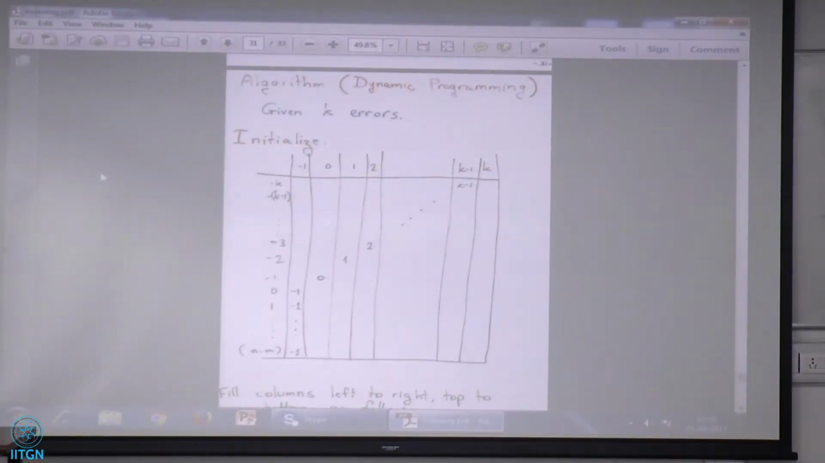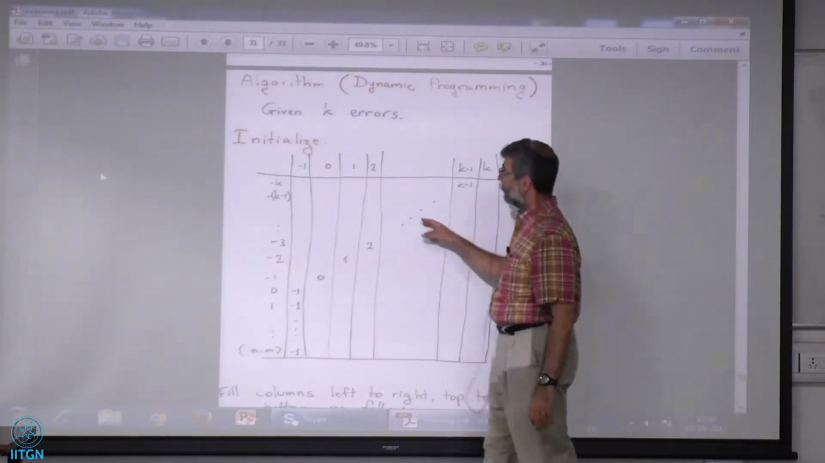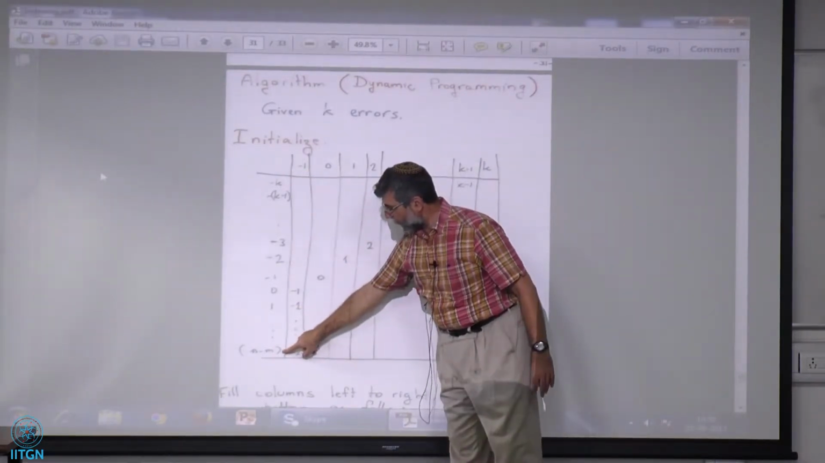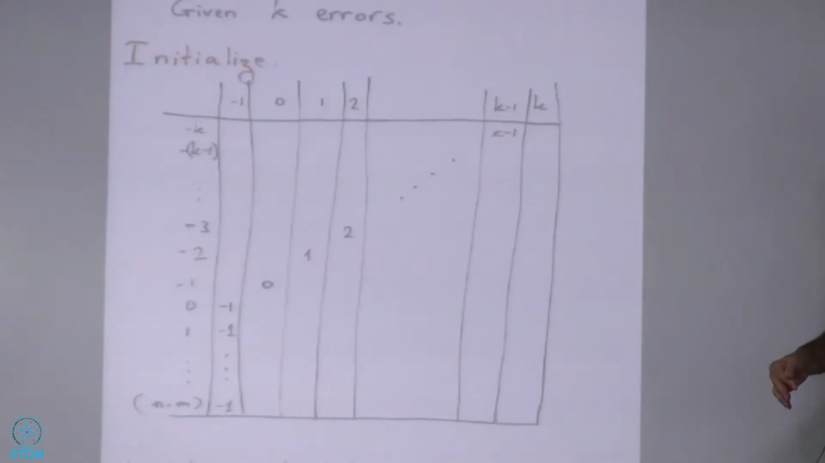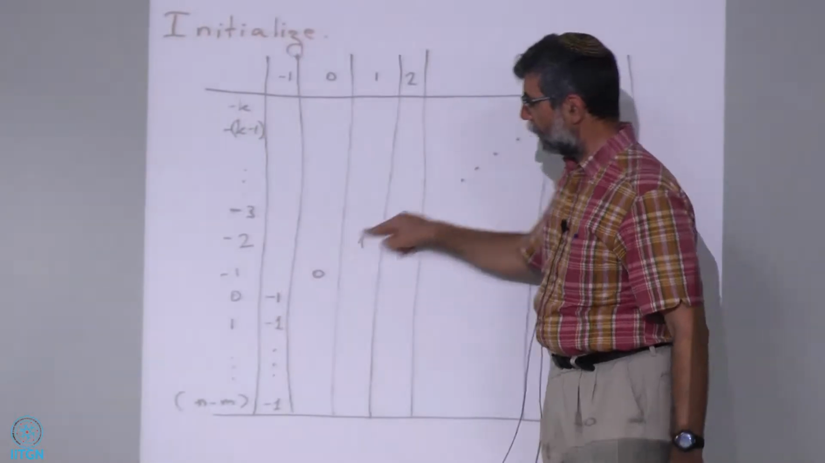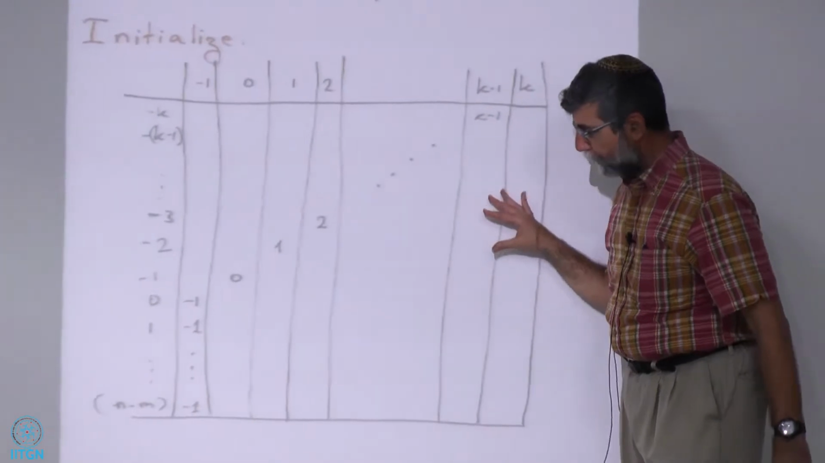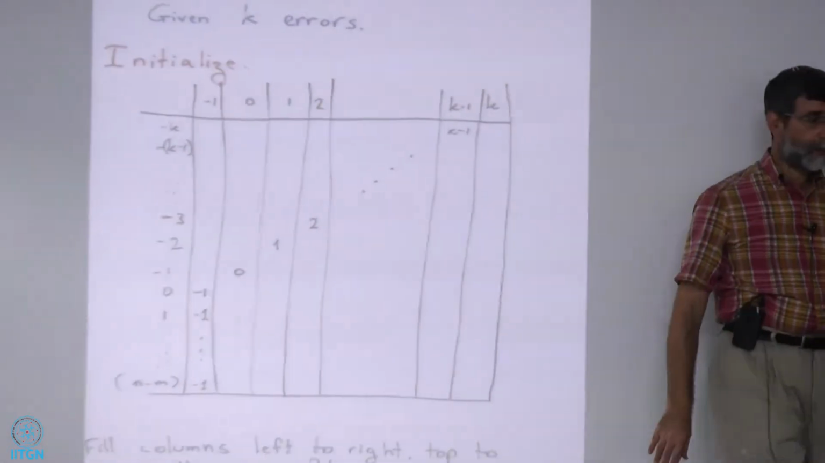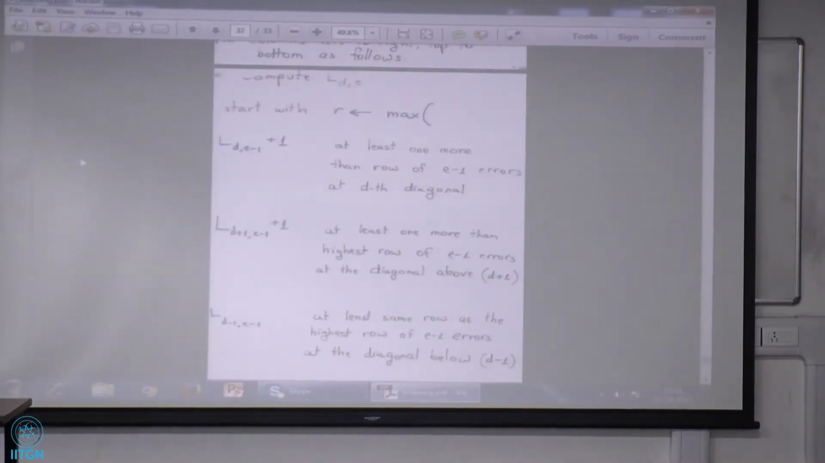So the dynamic programming algorithm at this point is going to be doing what we said. Given k errors, you're going to build minus 1, 0, 1, 2 to k, and then minus k all the way to n minus m, because that's the largest diagonal that actually does hit the bottom. And this is the way you initialize it with the number of errors. And then you just have to fill in the boxes. You're going to fill it from top to bottom, left to right, as we always do in dynamic programming, but the rules are going to be the following.